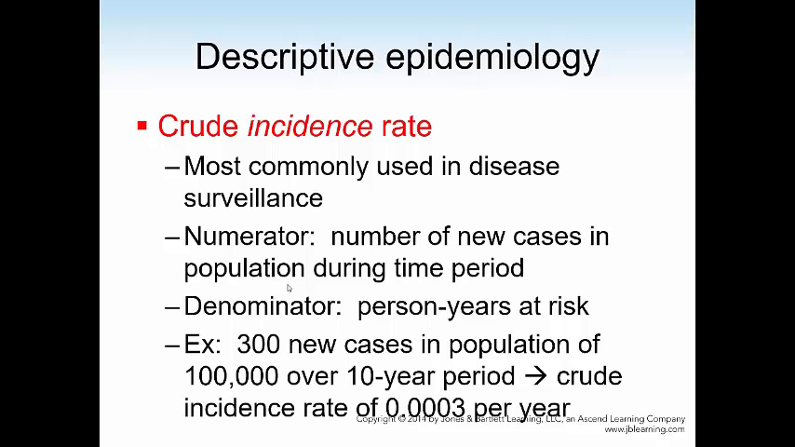And again, crude just means straightforward. It's not looking at many details, okay? This is most commonly used at the very beginning of disease surveillance. Now, when doing an incidence rate, you always have the numerator over the denominator, right? So the numerator is going to be really obvious. This is going to be the number of new cases in the population.